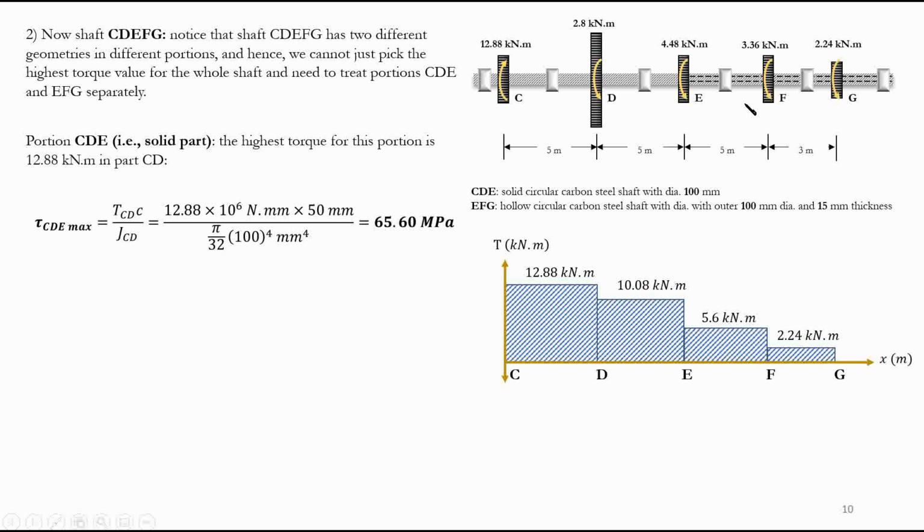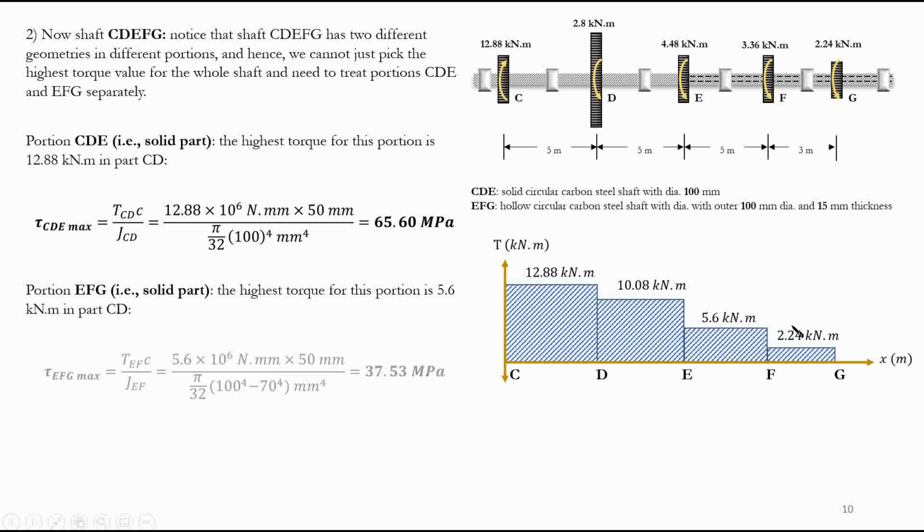Now we need to find our stress value for portion EFG. What is the maximum stress value for that? Well, again, it's going to be TC over J. But for EFG, the geometry is the same, so I'm just going to use 5.6, because I know that 2.24 will give me a lower value. So here, again, I have TC over J. I have T, the torque value. I have C, the maximum radius. Remember, when we're talking about a hollow section, the maximum radius is 100 divided by 2.